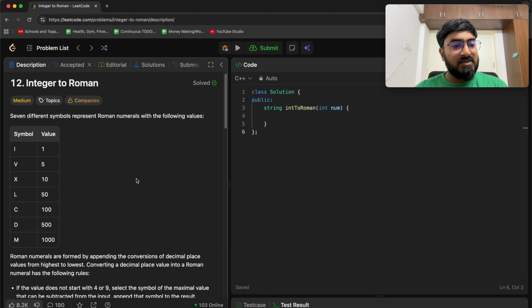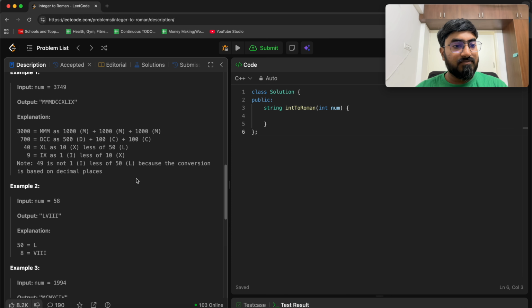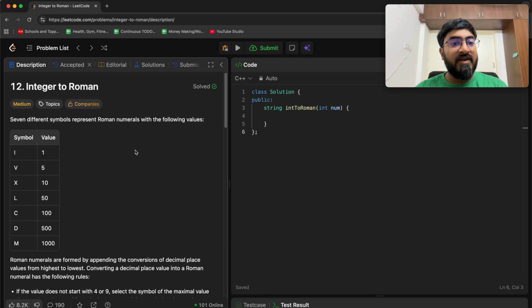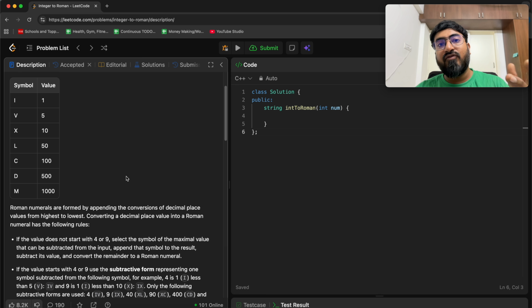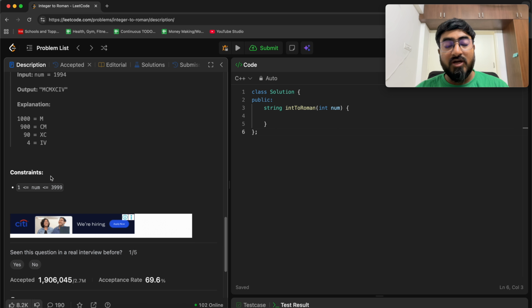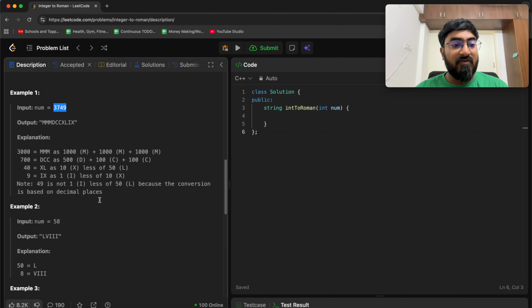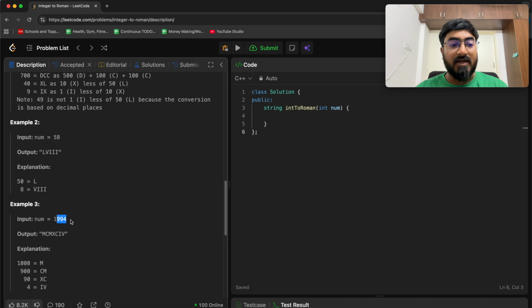Okay, so this is the question. Take a minute and give this a reading. You are given an integer value and you have to find the corresponding Roman value. The limitation is that the number is going to be between 1 and 3999, so the largest value is not very large. Look at these examples: 3749, 58 and 1994.